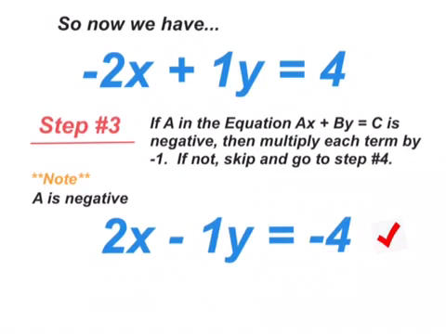Now, step number 3. And here's why I said it was possible that you do steps 3 and 4. What you now need to do is look at the coefficient in front of x right here. If a in the equation is negative, which this is, negative 2, then multiply each term by negative 1 in the equation. If not, skip it and go to the next step. So now, since a is negative 2, I take each term multiplied by negative 1, and this is my equation now. Negative 2x gave me positive 2x. Positive 1 times negative 1 gave me negative 1y, and positive 4 gave me negative 4 on that right-hand side.